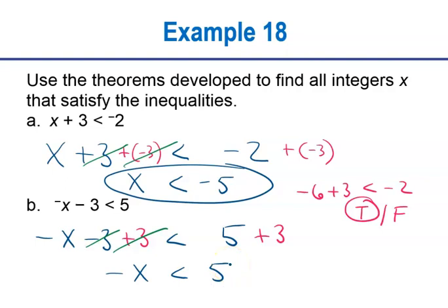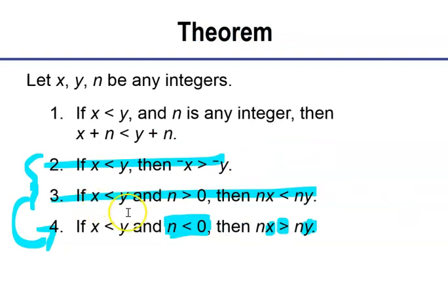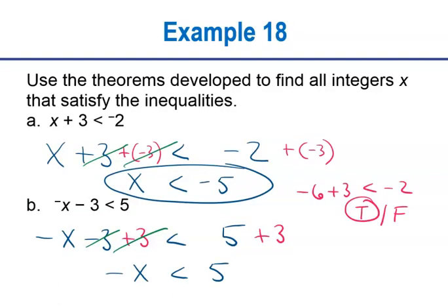But now we need the x by itself, not the negative in front of it. So I can use number 3 of the theorem. Let me go back to number 3 for you real quick. Number 3, if x is less than y and n is greater than 0, then nx is less than ny, or actually number 2, if x is less than y, then the opposite, negative x, is greater than negative y. Let's just use number 2. So what I can say here is change this sign, switch this operation, and change this sign. In other words, x is greater than negative 5.